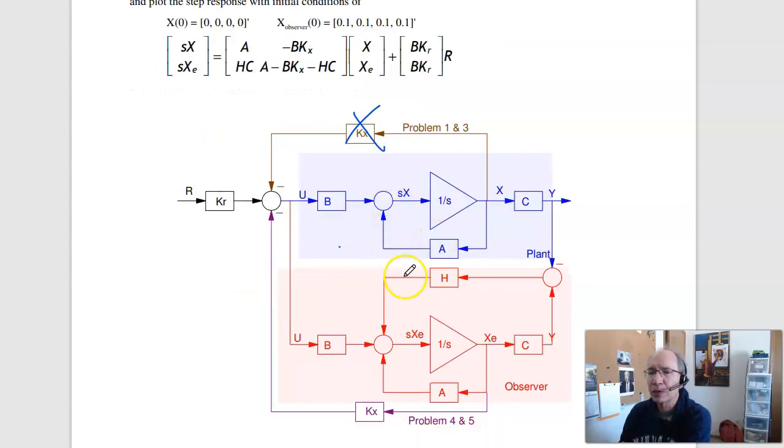Here's the actual block diagram. That gives you this state space model. So for the observer, I've got XE dot is AXE, got this minus sign in the wrong spot, minus HC times X plus HC times X, or HC times X, minus HC times XE, minus BK times XE. So there's the closed loop system when I feed back the estimated states.